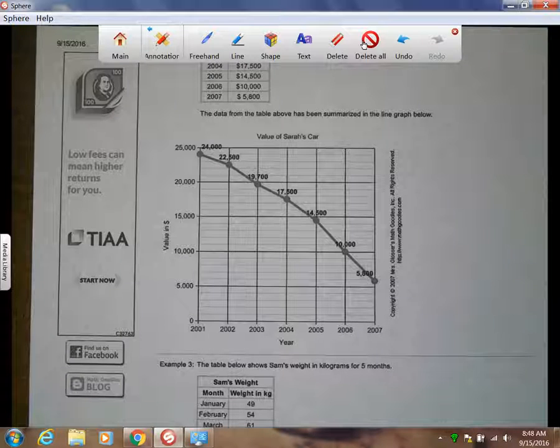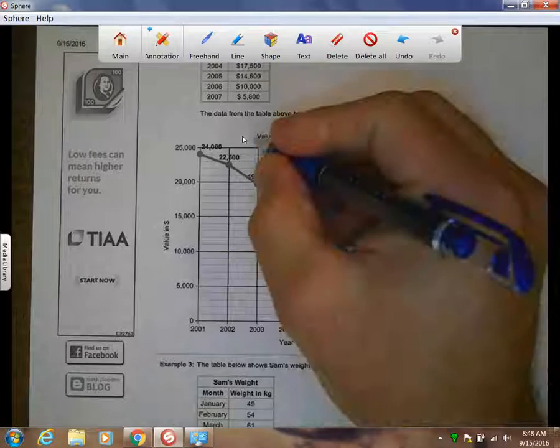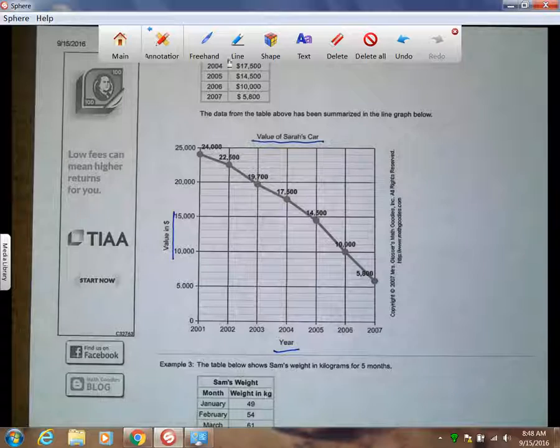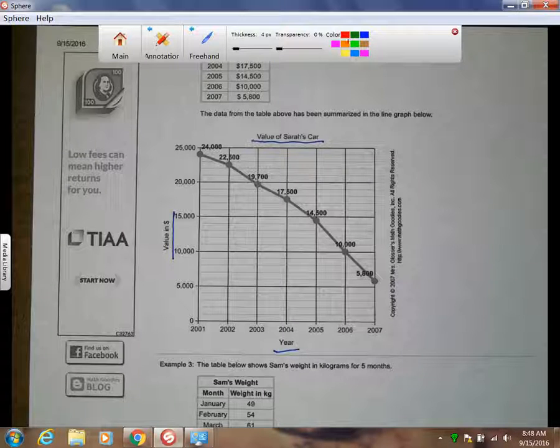You should know more. The other thing you need to do is when you make a graph, you need to always have a title. So notice the title here. Notice the labels for the y-axis and the x-axis. This is your independent variable, so you need to know that. And this is the dependent variable. You need to know that.